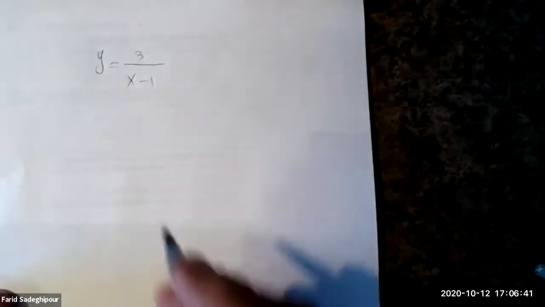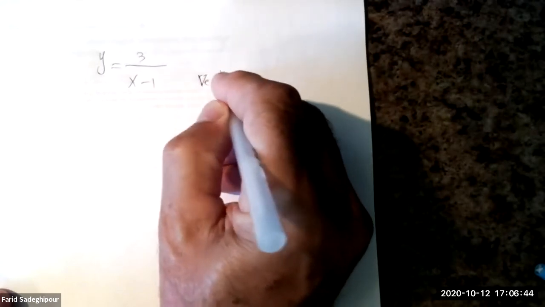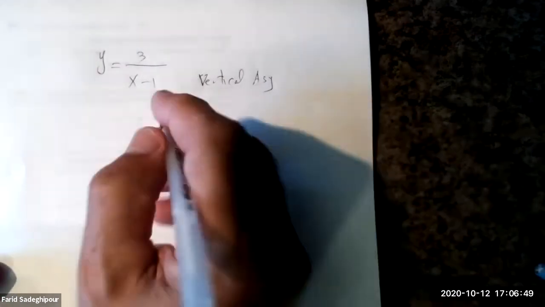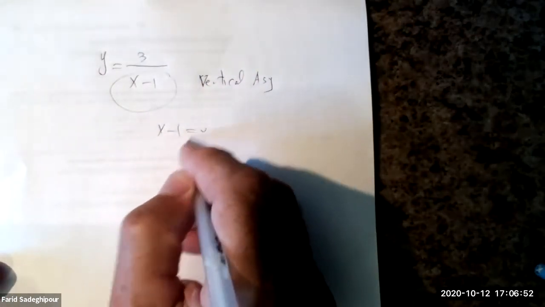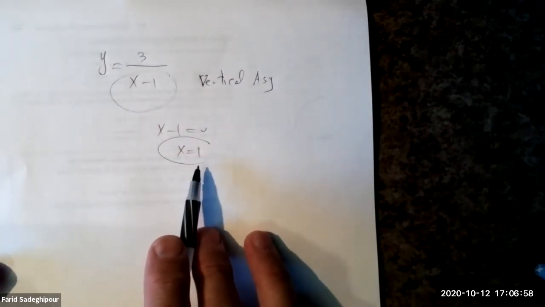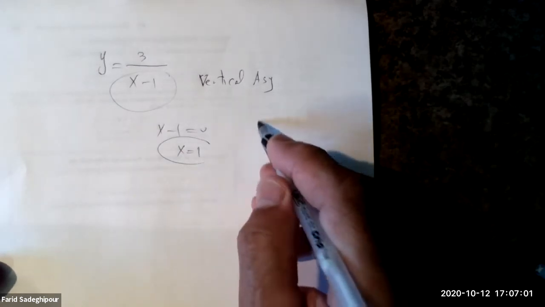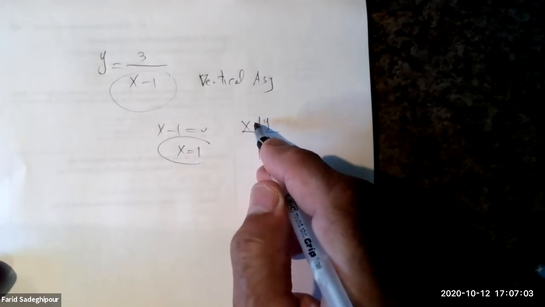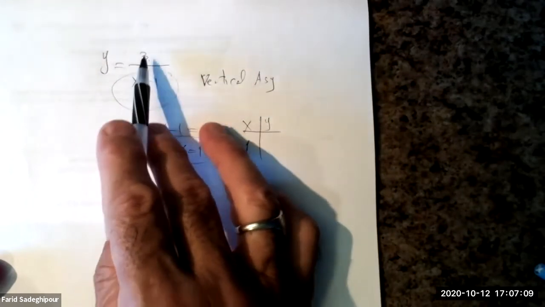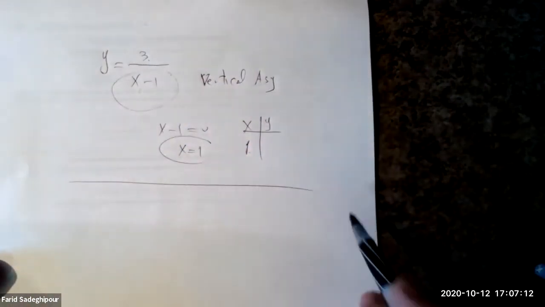One is the horizontal. For instance, let's say I have these equations and they ask you to find the vertical asymptote. To find the vertical asymptote, all you need to do is take the denominator, set it equal to 0 and find the number. That's the number that must be excluded from the domain. So the domain is all the numbers except 1. Why? Because if you put a 1 here, then it would be 3 over 0, which is undefined. So anytime you want to find a vertical asymptote, you take the denominator equal to 0.